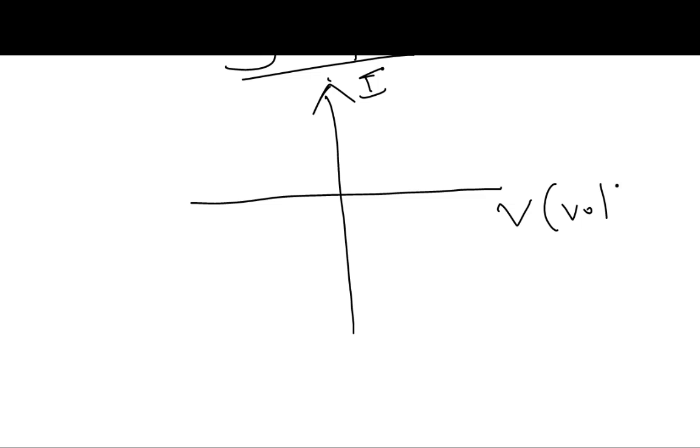Let's draw the graph. This is V. This is I. V, voltage, is in volts. I, current, in milliampere. And this is the curve.